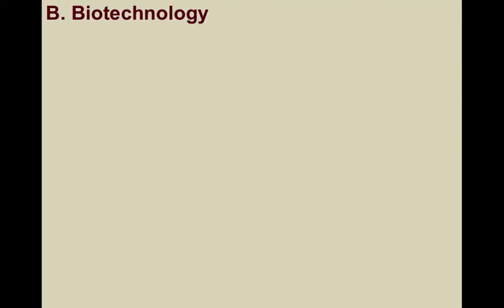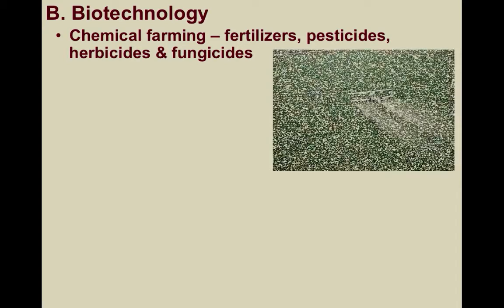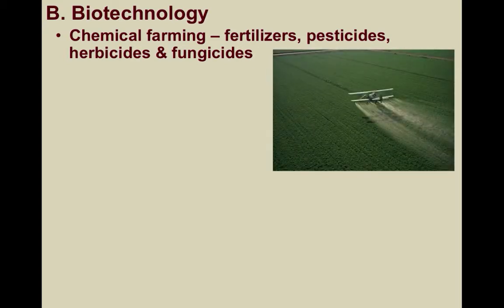Food production declined in the developed world as well, and many farmers began to rely on biotechnology, or technology applied to biological considerations, in this case, food production. More farmers began to rely on chemical farming, utilizing synthetic fertilizers derived mostly from fossil fuels such as petroleum. But they also used synthetic pesticides, herbicides, and fungicides.